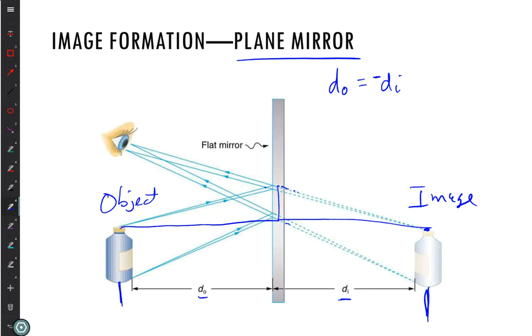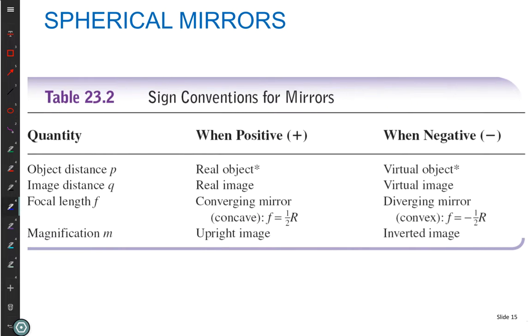So that's how images are formed with a plane mirror. It's kind of boring, right? But we can do things to make it more exciting.